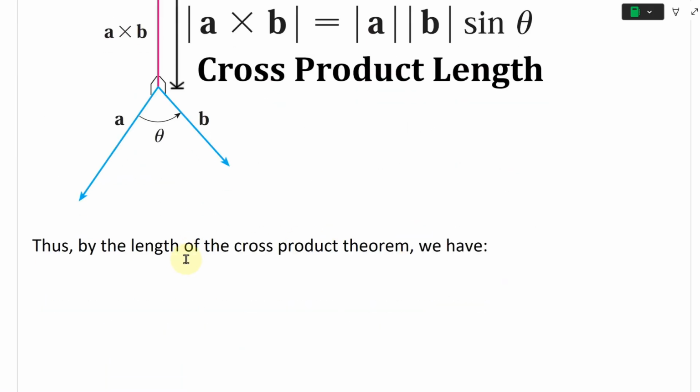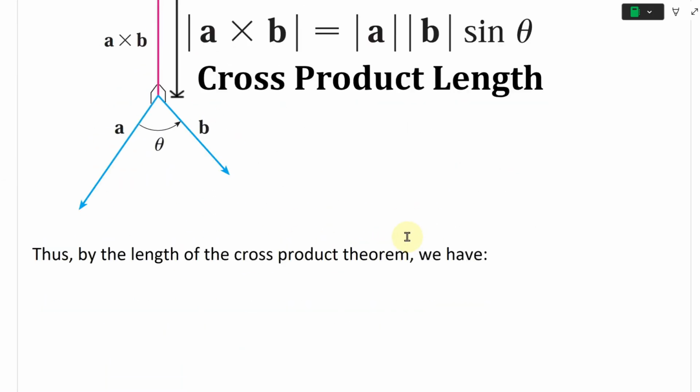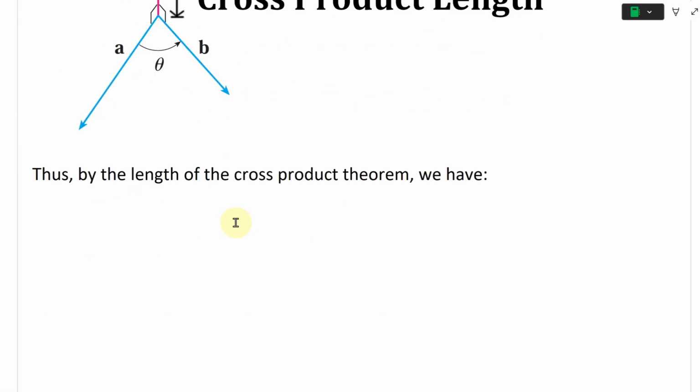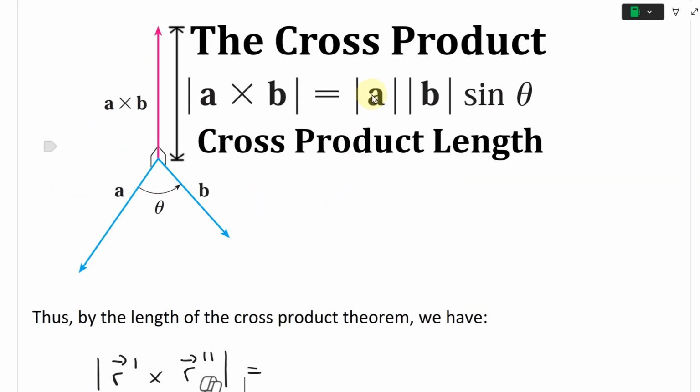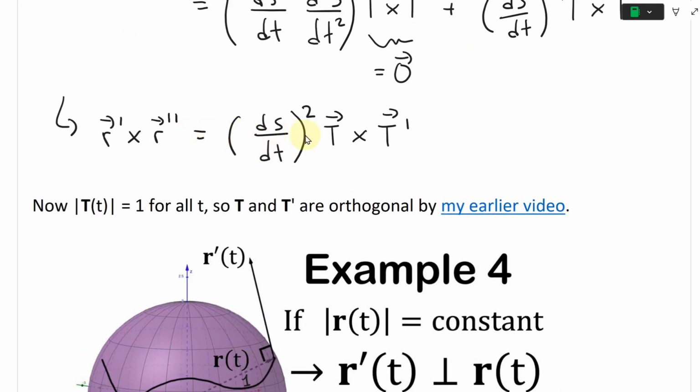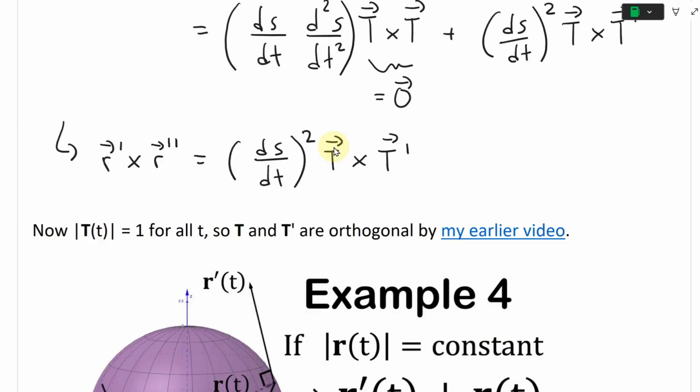Thus, by the length of the cross product theorem, from my earlier video with all the links there, we have the magnitude of the cross product of the first derivative r prime with r double prime equal to, using this formula. Actually, before we get to that, let's write down this part right here, because we're using the unit tangent vectors.